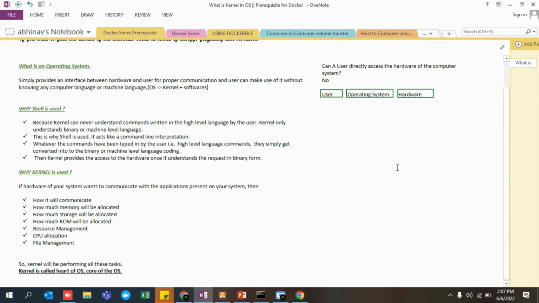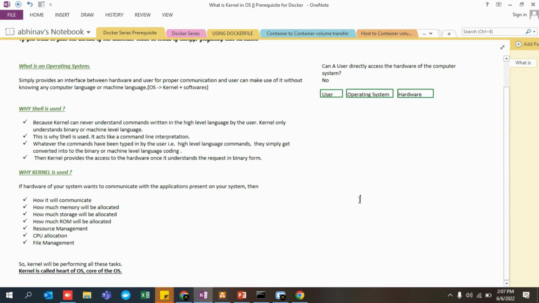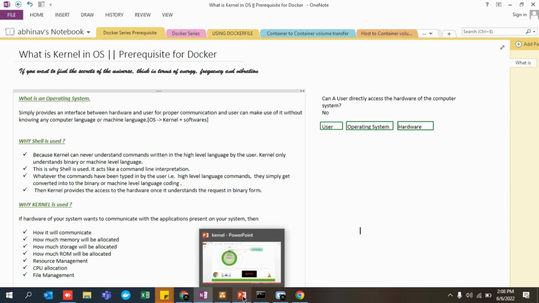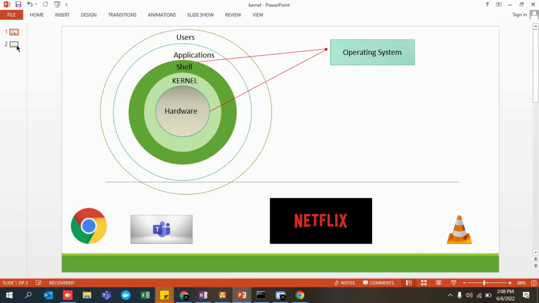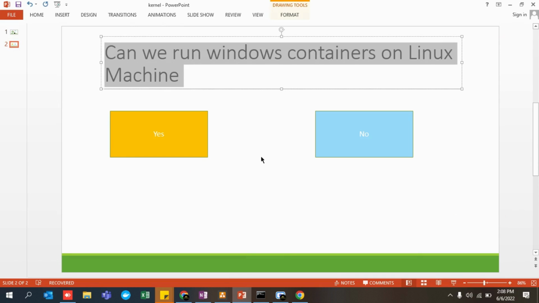So guys, if somebody asks you whether we can directly access the hardware of the computer system, no, you can never directly access the hardware of your computer system. You need to interact with the operating system, and the operating system is further divided into your shell part and your kernel part. Okay. So guys, this was all about this particular lecture, but the important thing, why this lecture was even made, was because of this particular query.